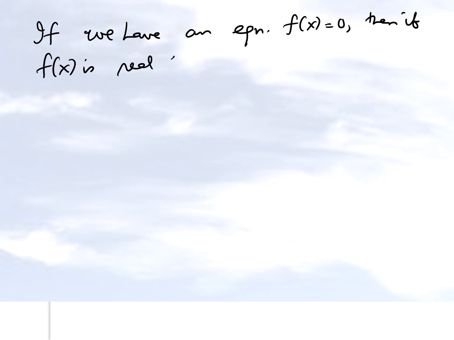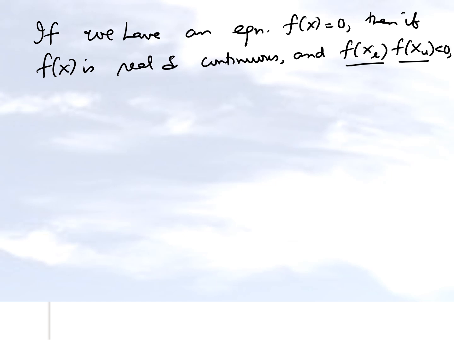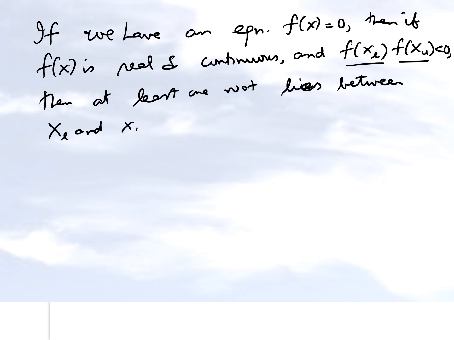It says if we have an equation f of x equal to 0, then if f of x is real and continuous, and we find out that the value of the function at some point xl and then some point xu, if the product of those two values is less than 0, then at least one root lies between xl and xu. So that is the theorem on which the bisection method is based.